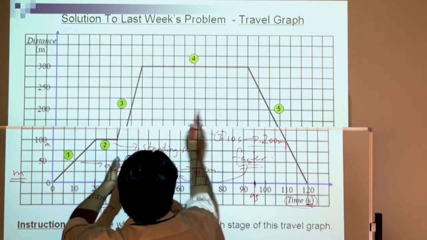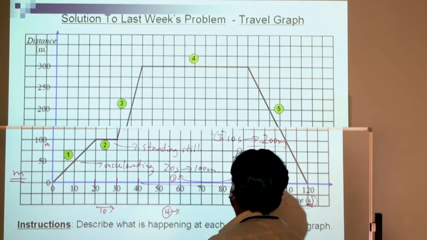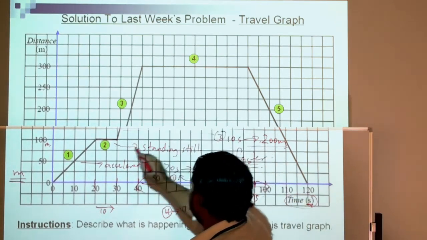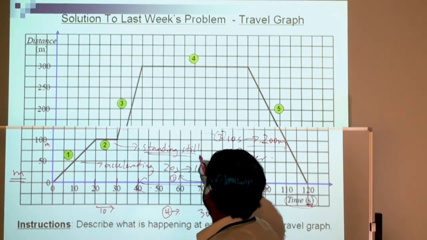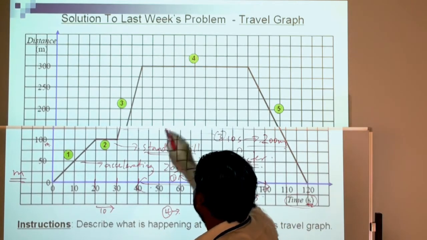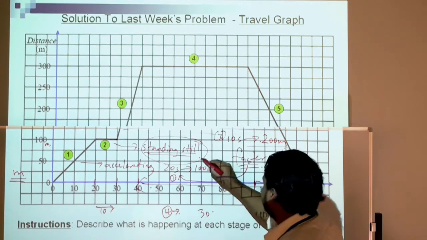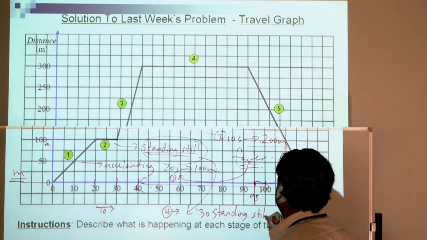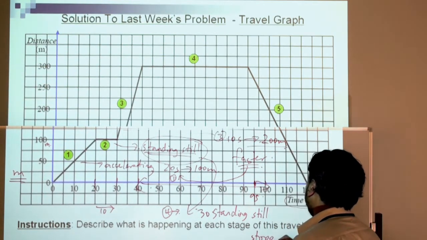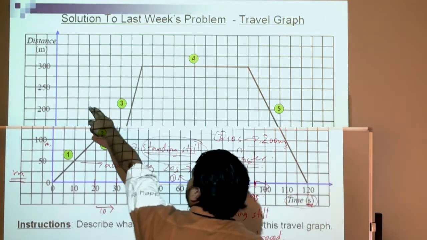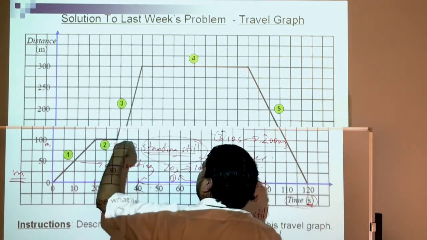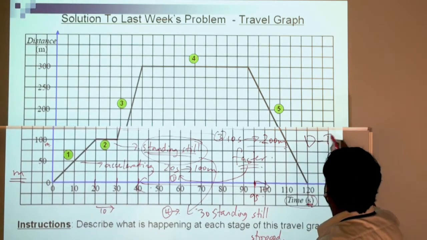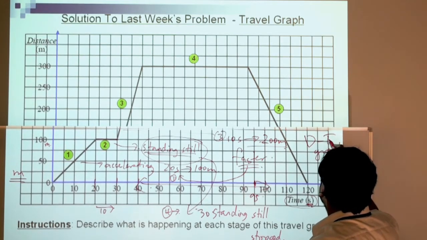See how for that whole period, from here all the way to here, the car stays still at 300 meters. So again, similar to stage 2, where the car is standing still, in stage 4 the car is also standing still. The car has stopped, basically. It stopped moving. Time is going, but the distance is the same. Notice the flat line. This graph is sometimes referred to as a DT graph, or a distance time graph.